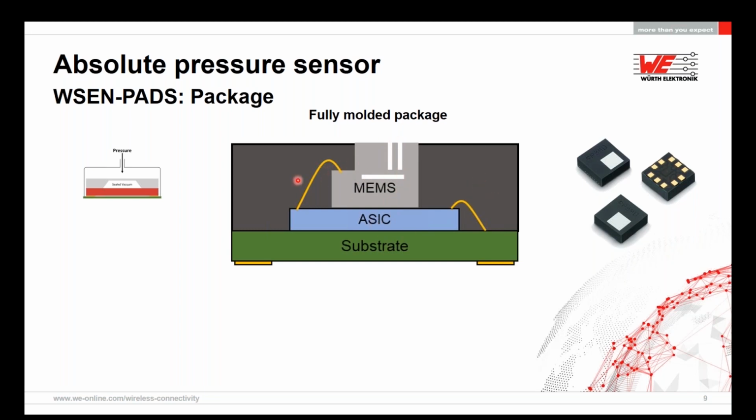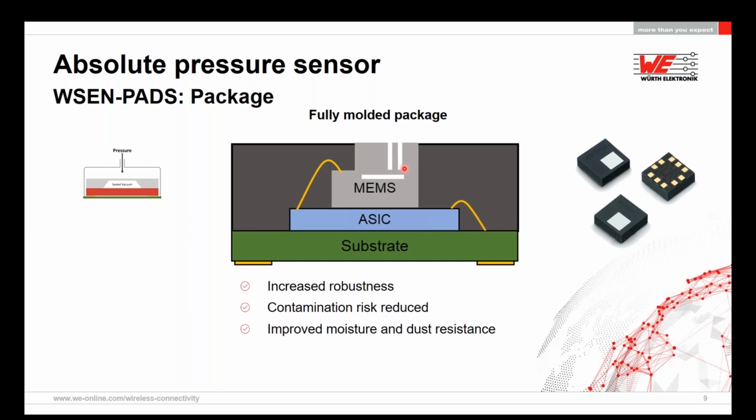MEMS, ASIC and substrate are wire bonded together, and the whole package is fully molded. The fully molded package provides increased robustness as well. On the surface, there are multiple vent holes, which expose the air to the silicon membrane. Smaller holes reduce the contamination risk as well as improve dust and moisture resistance. One more thing to note here is that there are multiple vent holes available on top of the sensor. This means that even if some of the holes get blocked, the sensor can still measure the air pressure correctly.